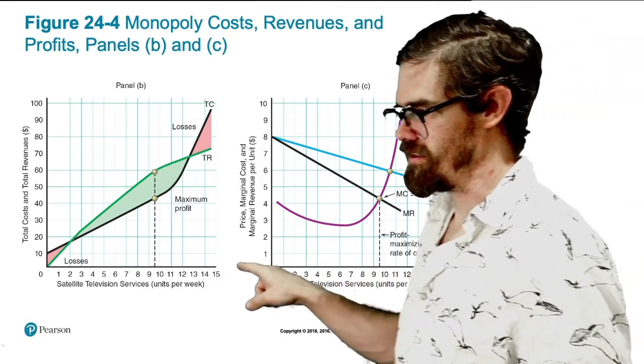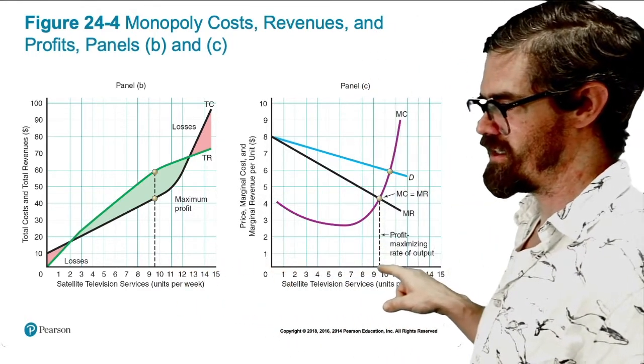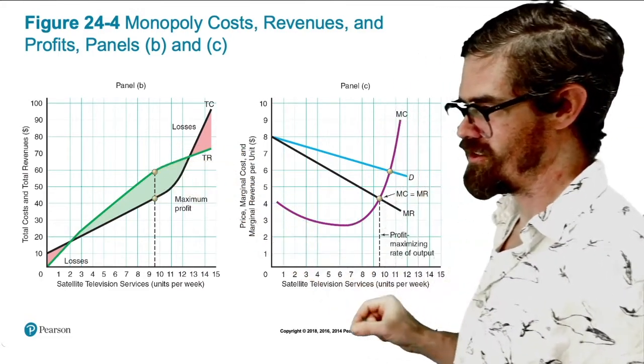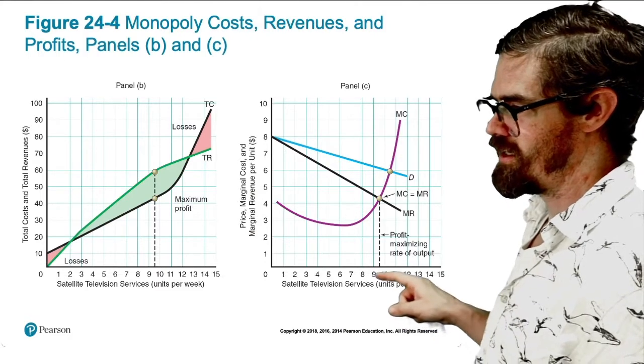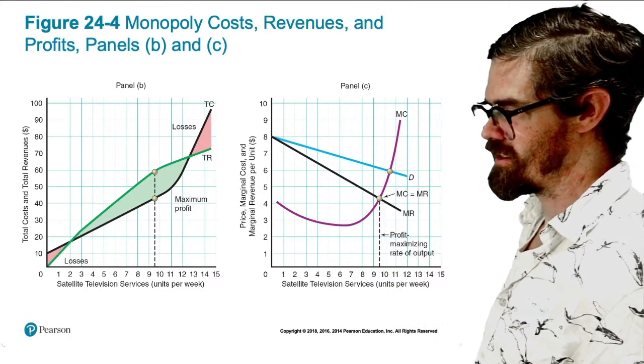So you can see that the quantity that maximizes profit is the same in both cases here. There's the gap that's the biggest in the total revenue, total cost approach. And then if we're just looking at where marginal revenue equals marginal cost, it's right there. It's the same output.